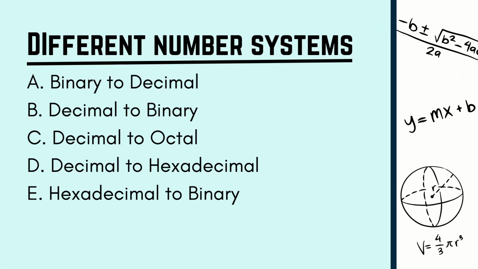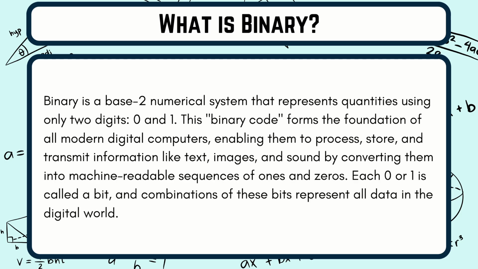So these are the different number systems. We have A is binary to decimal, B decimal to binary, C decimal to octal, D decimal to hexadecimal, and E hexadecimal to binary. So first, let us define what is binary.